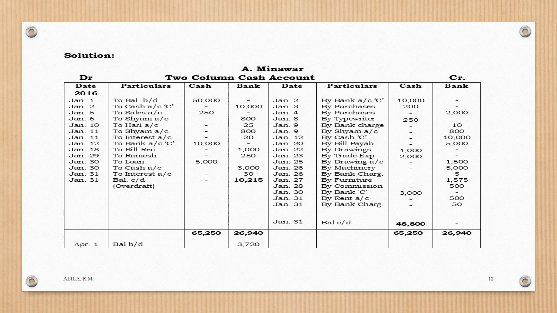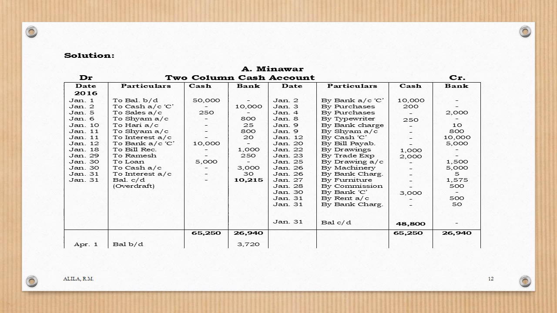On January 20, we make a bills payable 5,000, and on the 18th we receive a bill receivable 1,000. Ramesh paid us and we received 250 on the 29th. On the 23rd, we have trade expenses which we paid by cash. And there was a drawing of 1,500. This drawing was from the bank.